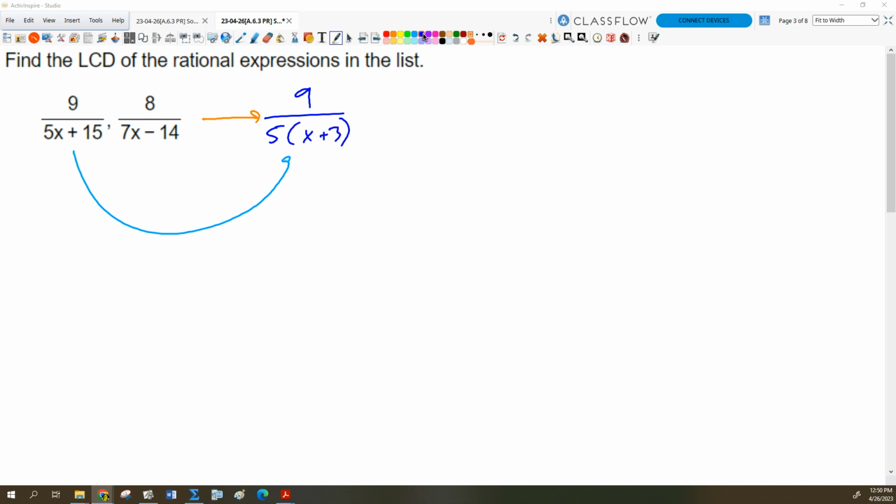Okay, good. And my second fraction, in the top we've got an 8. How does the bottom factor? 7 times x minus 2. Okay, so now we can build our least common denominator.